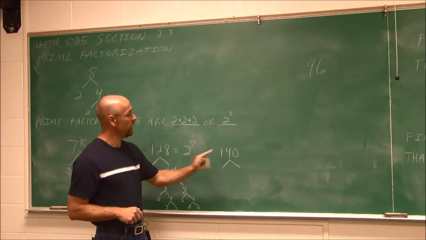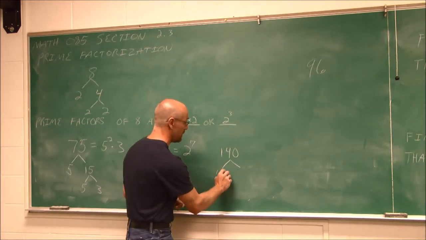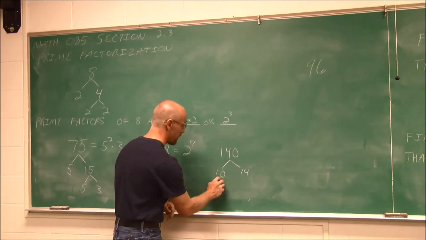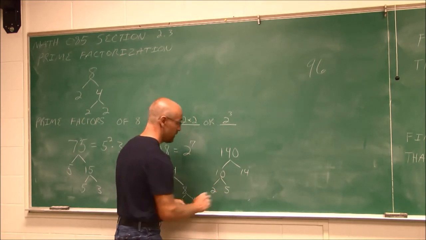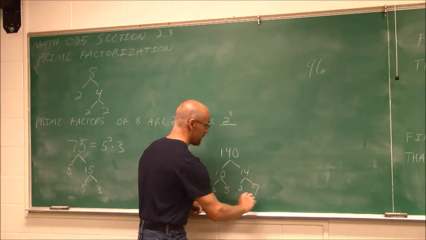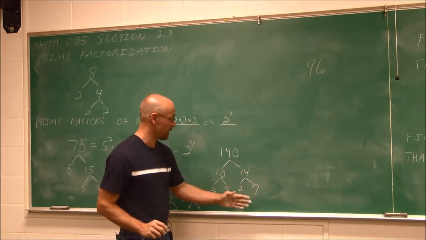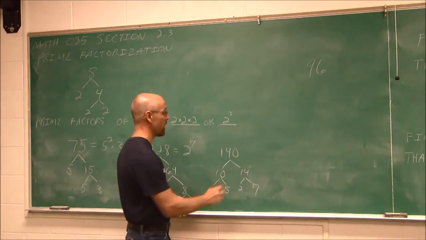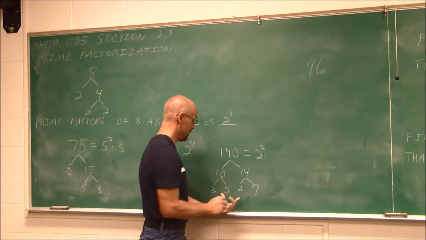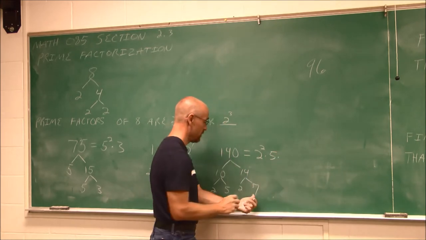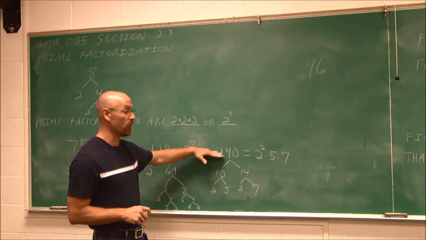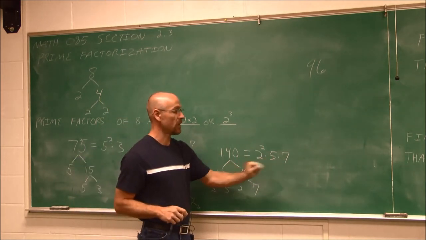But I look at this number and I say, hey, 140 ends in 0. I know it's divisible by 10 and 14. And now I can break those down, because I know 10 is not a prime number. It's 2 times 5. Those are the prime numbers. 14 is 2 times 7. And 2, 5, 2, and 7, these are prime numbers, so I have found the prime factors. So I'm going to write them out. I have 2 factors of 2, and 1 factor of 5, and 1 factor of 7. So the prime factorization of 140 is 2 squared times 5 times 7.